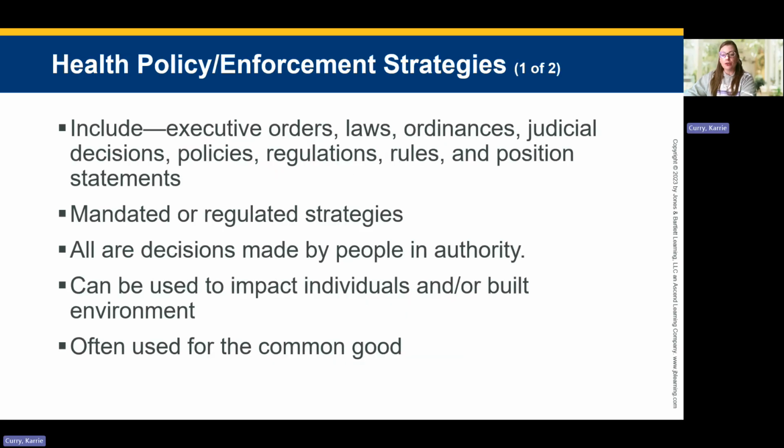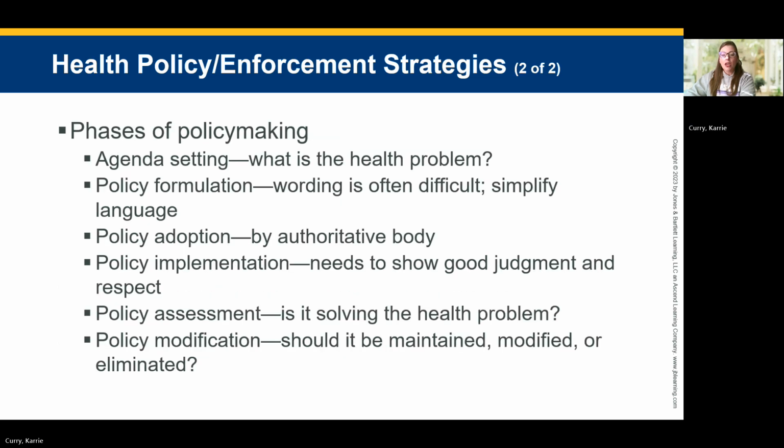Policy strategies include laws, regulations, and formal rules adopted by authorities. They can influence both individual behavior and the built environment. They are often used to promote the common good. Policy making occurs in stages. These include agenda setting, formulation, adoption, implementation, assessment, and modification. Assessment and modification are frequently overlooked but critical.